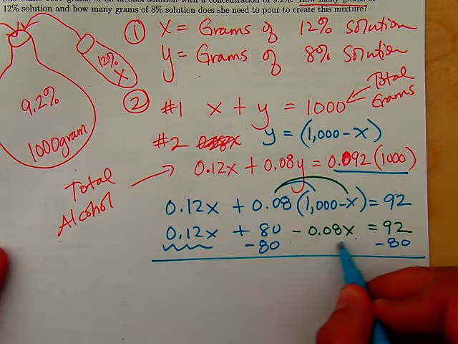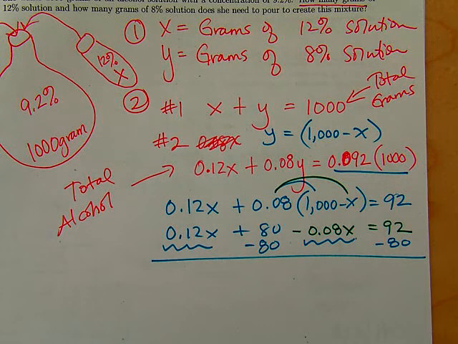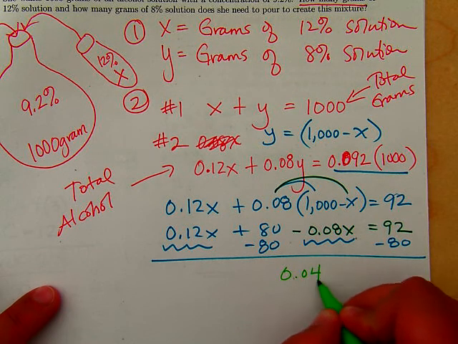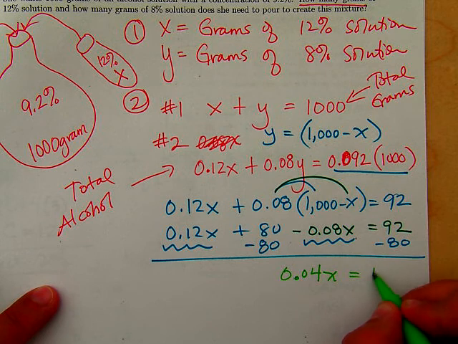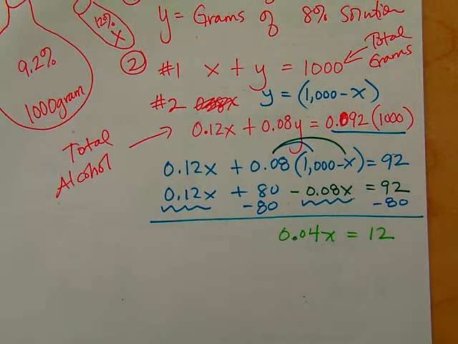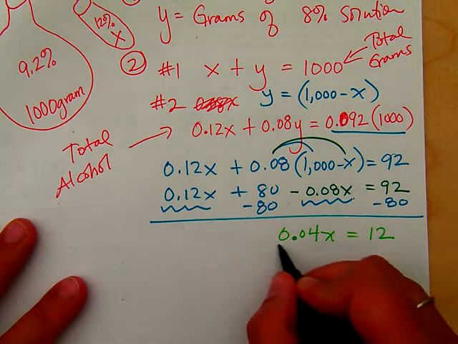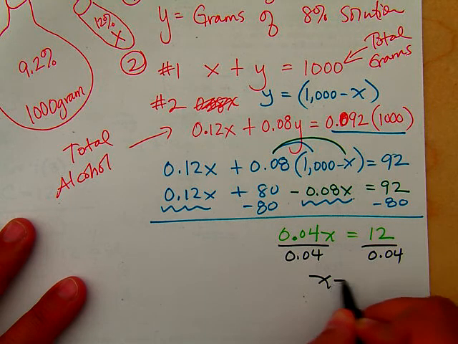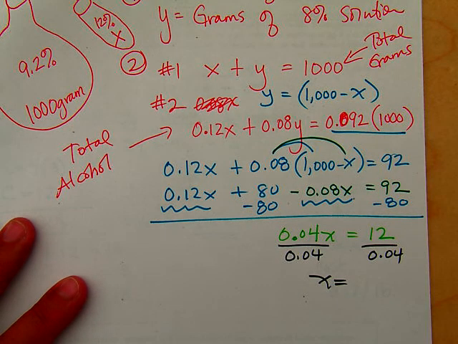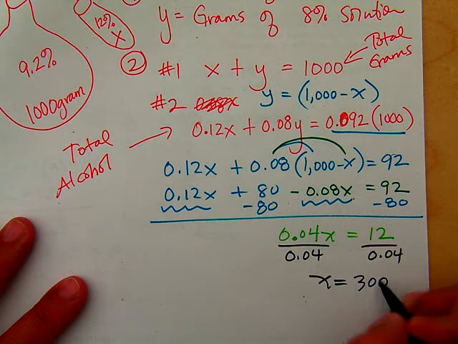Could I combine my like terms? What's the difference between 12% and 8%? 4%. 0.04x equals 12. Okay. How do I get x by itself? X equals 12 divided by 0.04 equals 300.